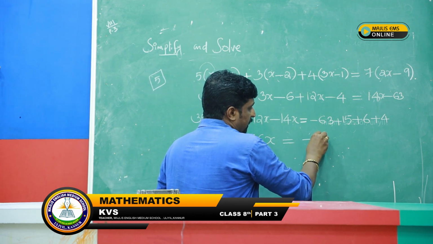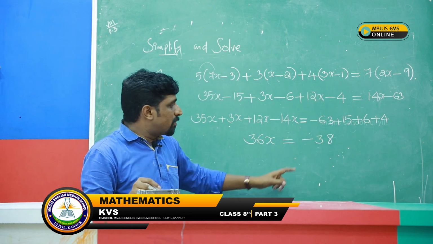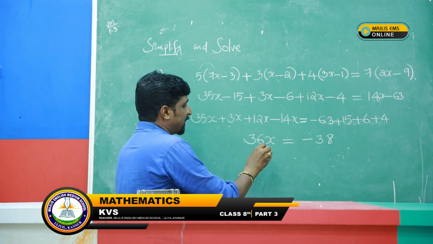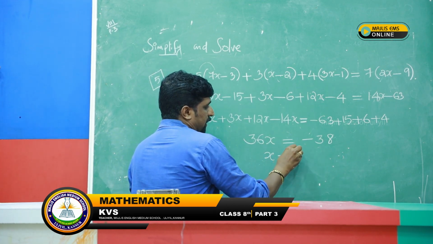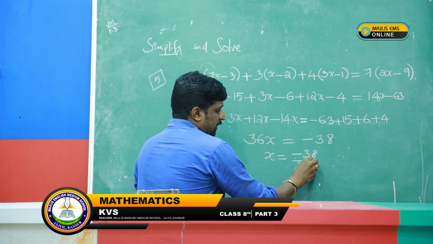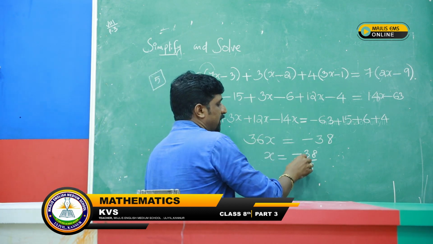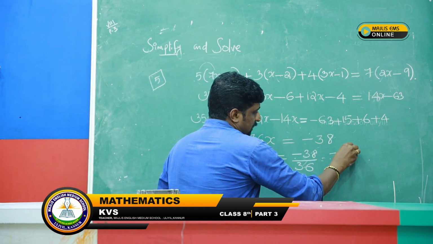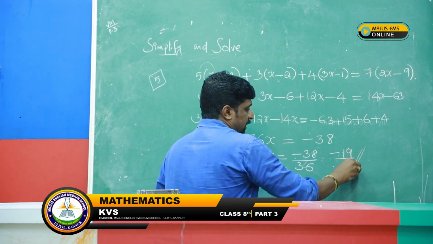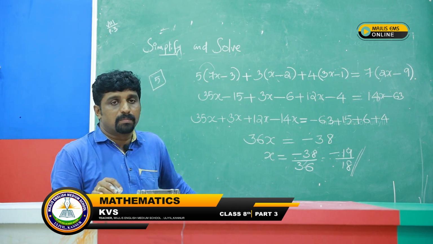Minus 38. Minus 63 plus 25, that is minus 38. Then x is equal to minus 38 divided by 36. Here both are even numbers, so we can simplify by dividing by 2, giving minus 19 by 18. That is the final answer, minus 19 by 18.